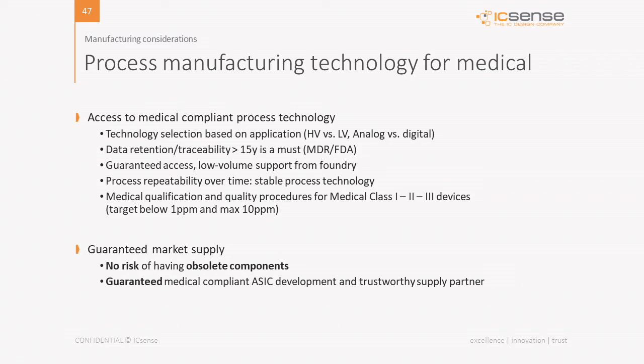And also medical qualification and qualification procedures to medical class 1, 2, and 3 are essential, with a target below 1 ppm or even maximum 10 ppm as such. By doing so, you will have a guaranteed market supply with no risk of having obsolete components, and you can become a guaranteed medical supply partner.